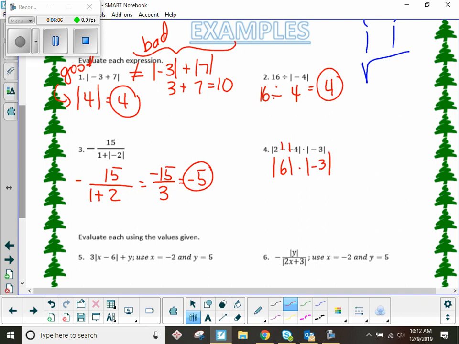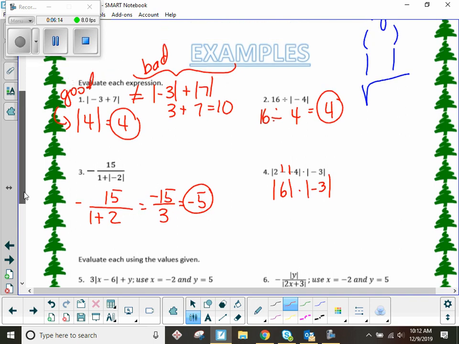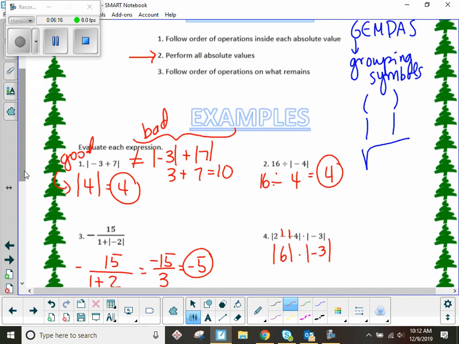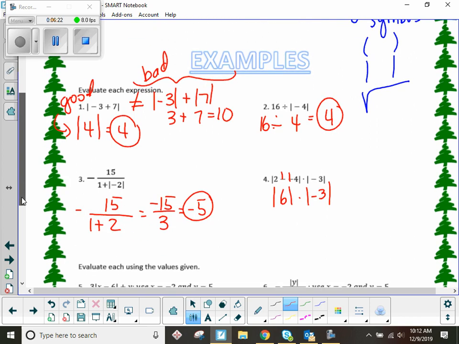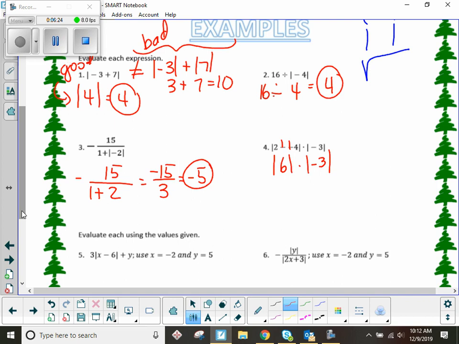So now we take the absolute value separately before we do the multiplication, right? Because absolute value is still the first part of order of operations. It works like the P. You do everything inside the grouping symbols first before you move on. And absolute value bars are grouping symbols. So what's the absolute value of 6? Absolute value of negative 3? Now we can multiply them.